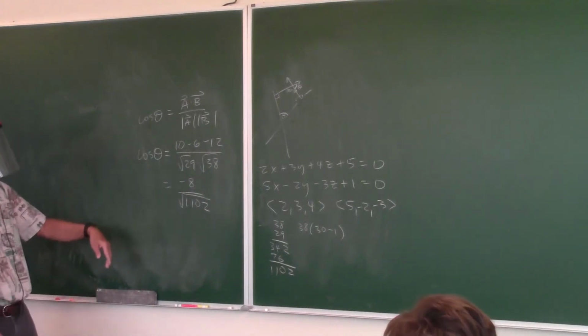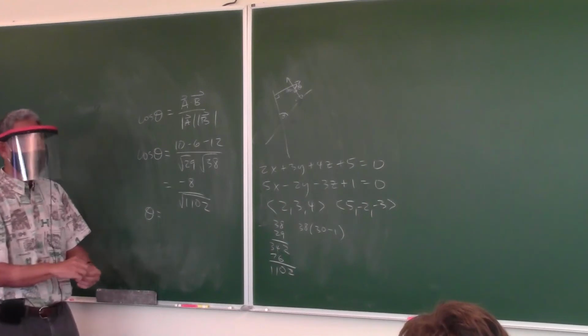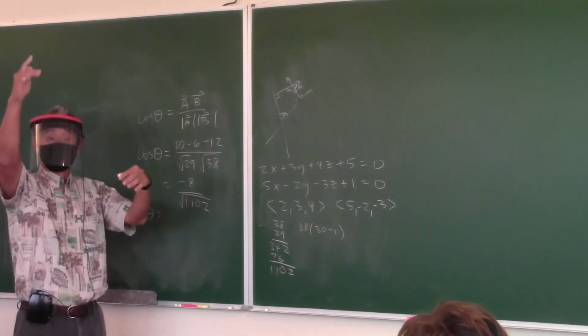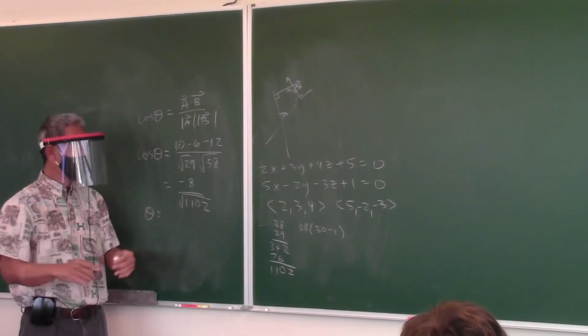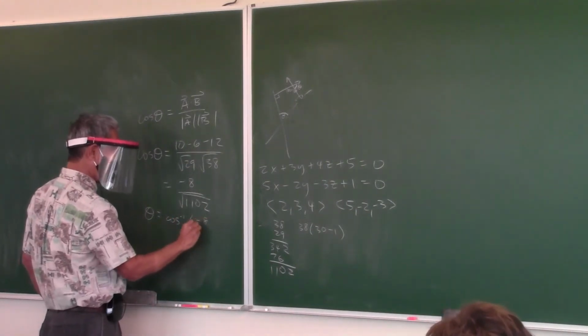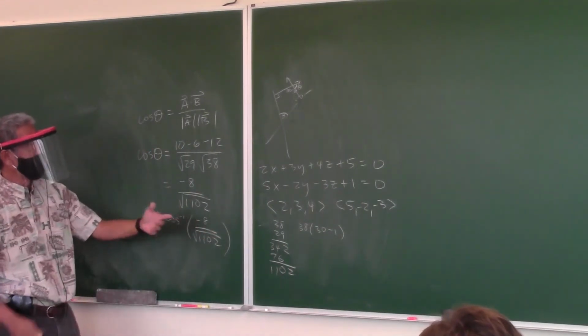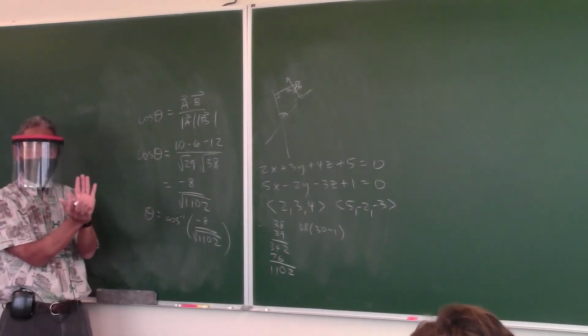There you go. So therefore, what is the angle between the two planes? Okay, wait, Kusamoro. Cosine inverse of -8 over, okay, there you go. See, you guys got it. And of course, that negative means the angle is obtuse. It's bigger than 90 degrees.